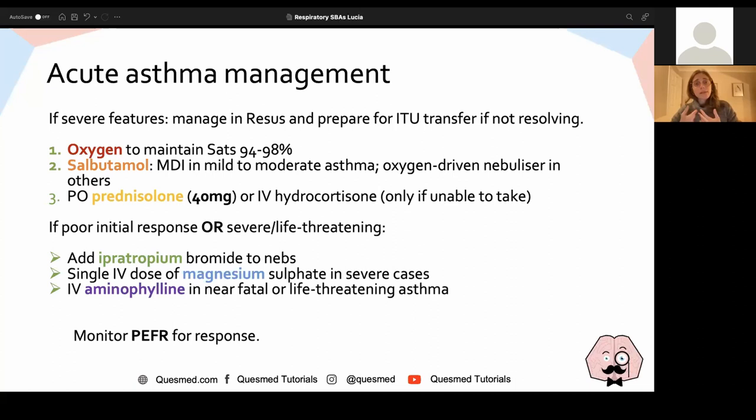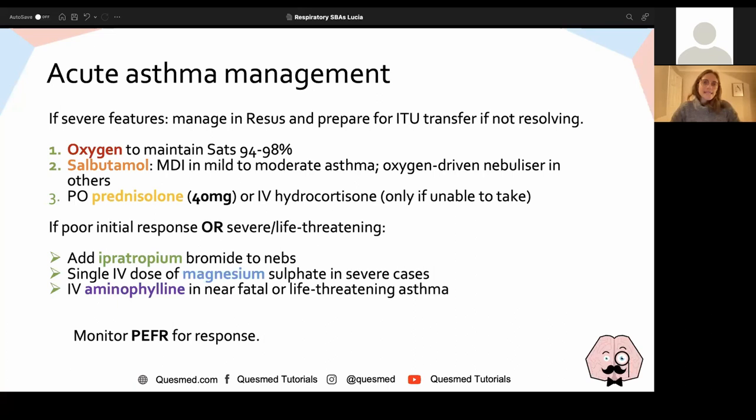Now, if a patient is not too puffed out, MDIs surprisingly actually deliver more salbutamol than a nebulizer. Even though people think nebulizers are so much better than MDIs, MDIs deliver more drug if used correctly. Now, if a patient is really tired and non-compliant and maybe a bit confused, or they need oxygen, then a nebulizer is better because you can do oxygen-driven nebulizers. You don't have to swap between an MDI and not oxygen.